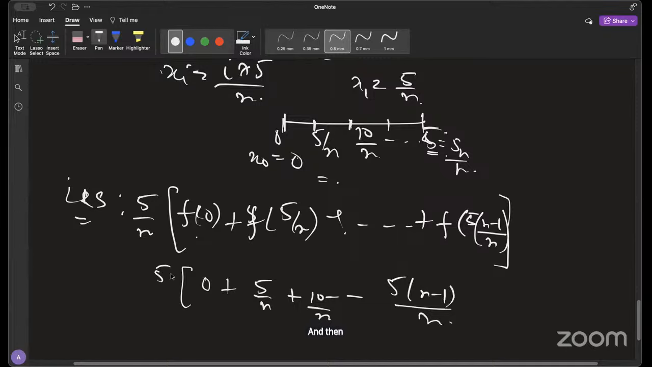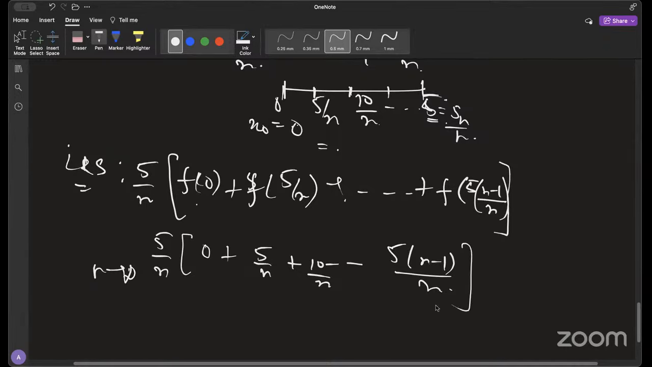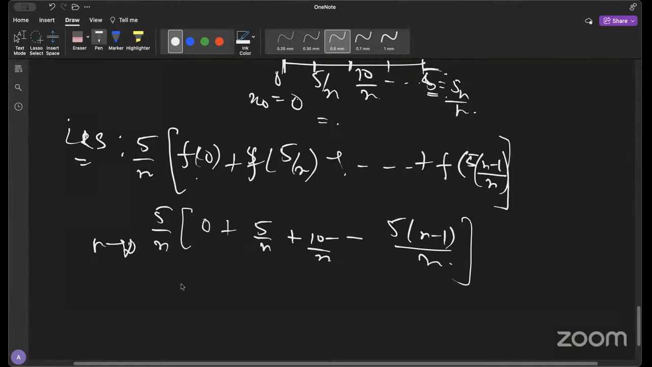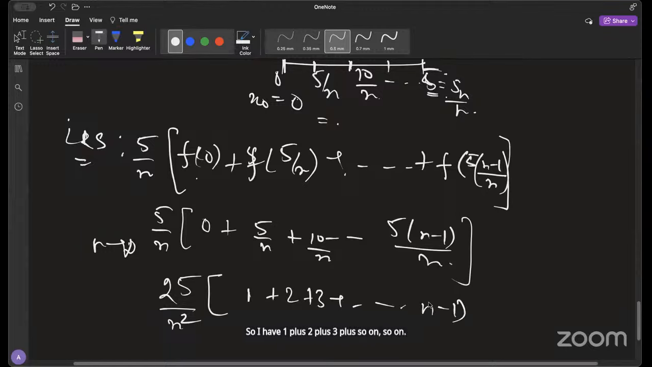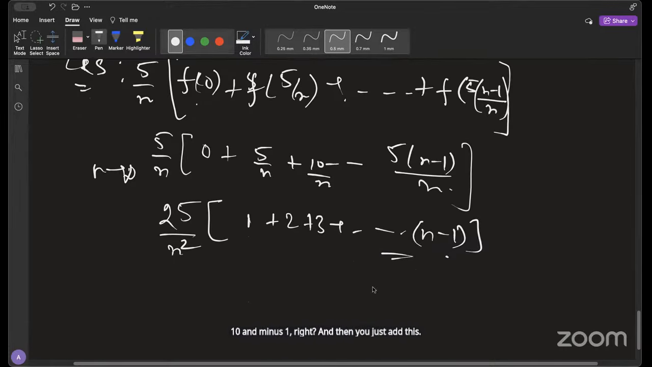And then you just take the sum of this. So this is basically 5 being taken common, and let's just take n common too. You'll have 1 plus 2 plus 3 plus so on till n minus 1, right? And then you just add this. So the sum is, I guess, n minus 1 it is, right? Or is it n plus 1? The sum for first n terms. First n terms, ma'am, n plus 1 by 2.